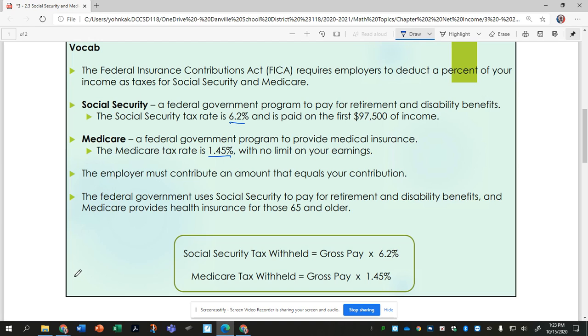The federal government uses Social Security to pay for retirement and disability benefits, and Medicare provides health insurance for those age 65 and older. To find the Social Security tax withheld from your paycheck, all you have to do is take your gross pay and multiply by 6.2%. To find Medicare, you take that gross pay and multiply by 1.45%. They're always the same percentages for Social Security and Medicare. Again, this is money that is taken out of your paycheck for you to use later in life.